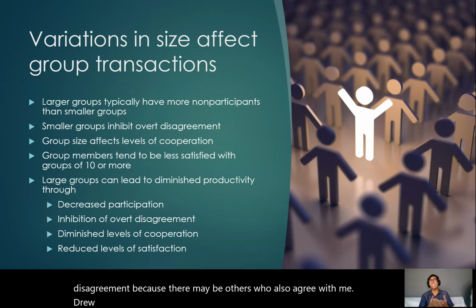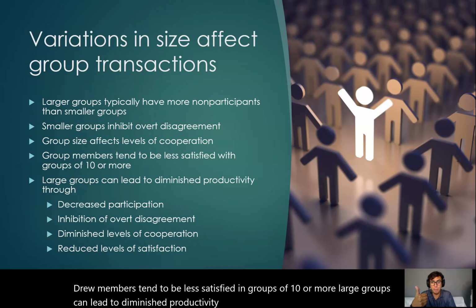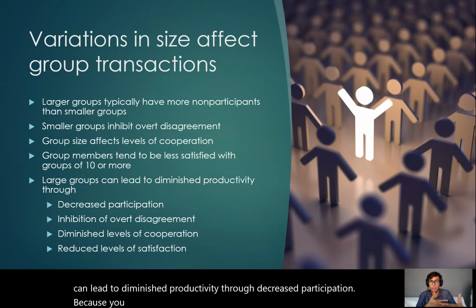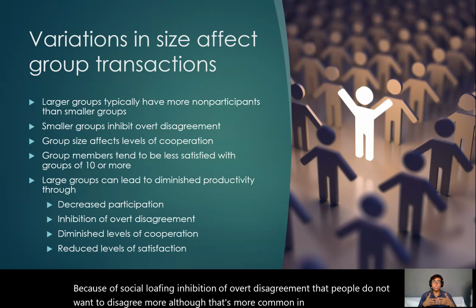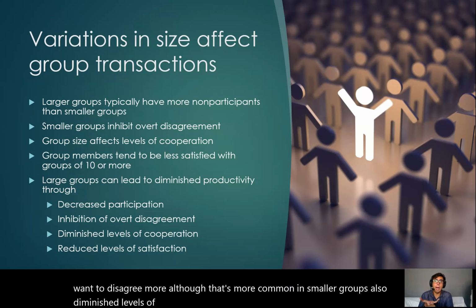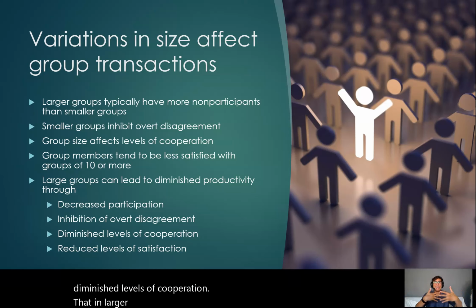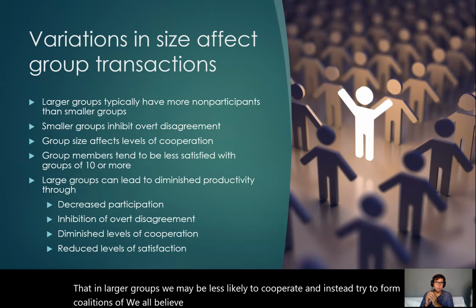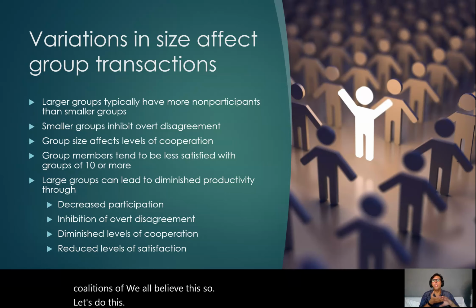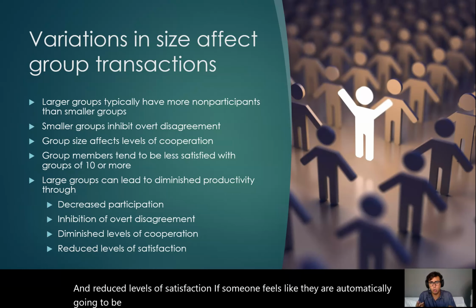Group members tend to be less satisfied in groups of 10 or more. Large groups can lead to diminished productivity through decreased participation because of social loafing, and inhibition of overt disagreement, although that's more common in smaller groups. Also, diminished levels of cooperation. In larger groups we may be less likely to cooperate and instead try to form coalitions of, we all believe this, so let's do this. And reduced levels of satisfaction. If someone feels like they are automatically going to be overruled by a larger group, that can lead to diminished levels of satisfaction as well.